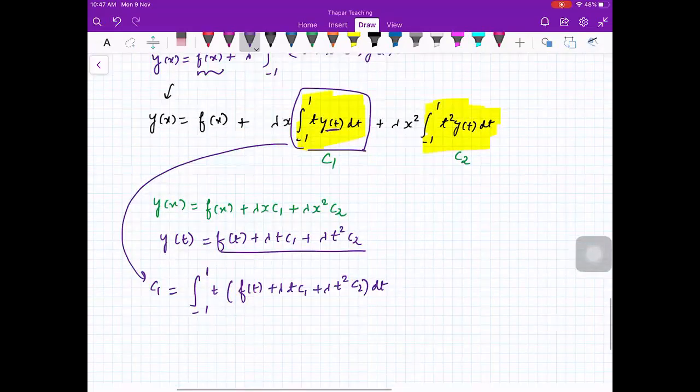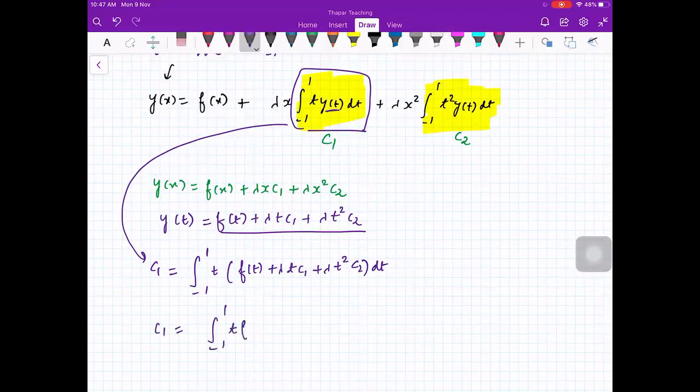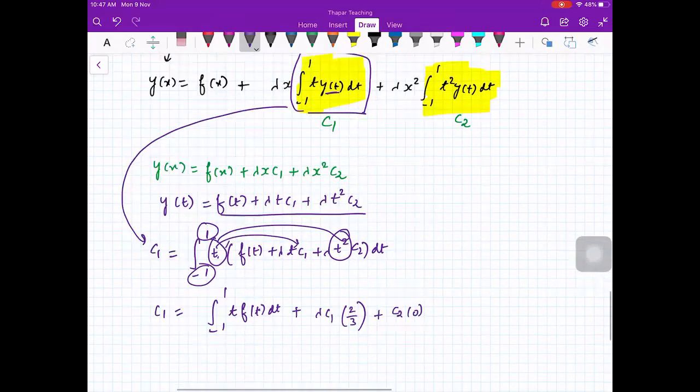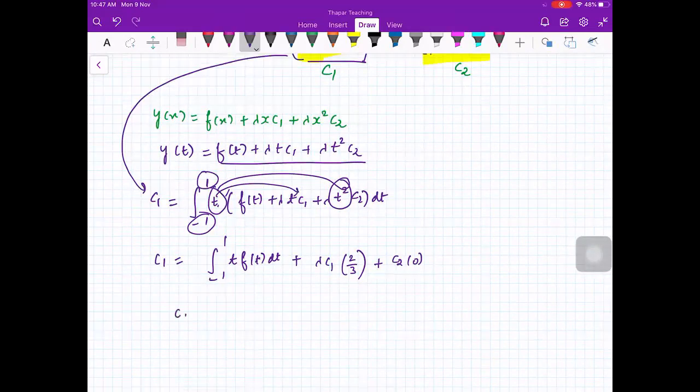You get C1 is equal to integral from minus 1 to 1 of t f of t dt, because we don't know the value of f of t, plus here you have t square, and if you integrate, you'll get t cube by 3, then put the limits, you get 2 by 3. And here you have t cube, and if you integrate you'll get t raised to power 4, and the limits are from minus 1 to 1, so you'll get 0. So from here you will get C1 equal to 3 upon (3 minus 2 lambda) times integral from minus 1 to 1 of t f of t dt.